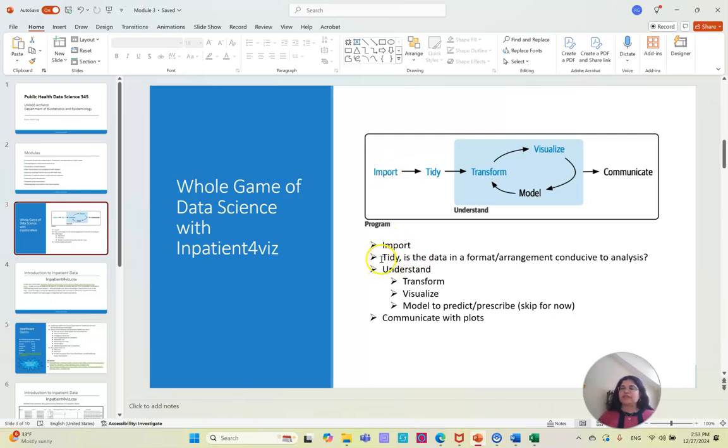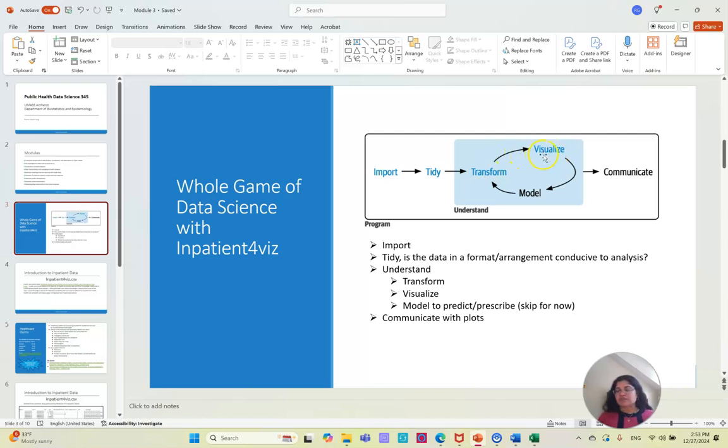Then we are going to be quickly looking at whether the data is in a format or arrangement that's conducive to analysis. So we'll be looking at whether it's tidy or not. At this point, we're not going to go into detailed explanations of tidy data. That comes in Module 4. And we are going to be trying to understand this data. And the way we are going to be understanding it, we might do a little bit of transformation, although not much, because that again is the focus of the fourth module.